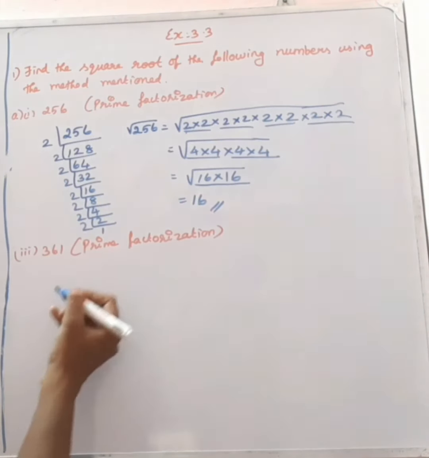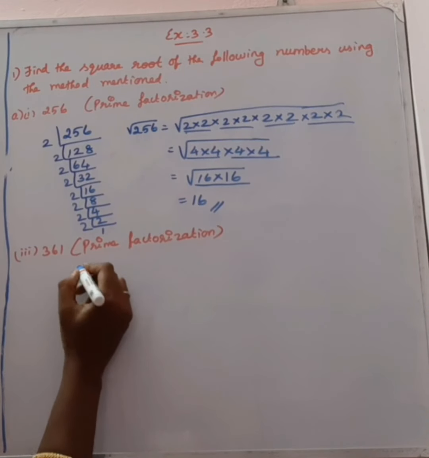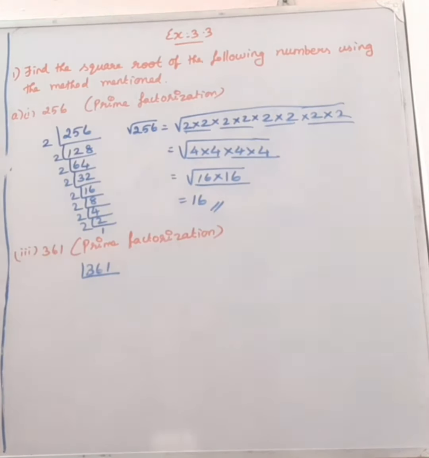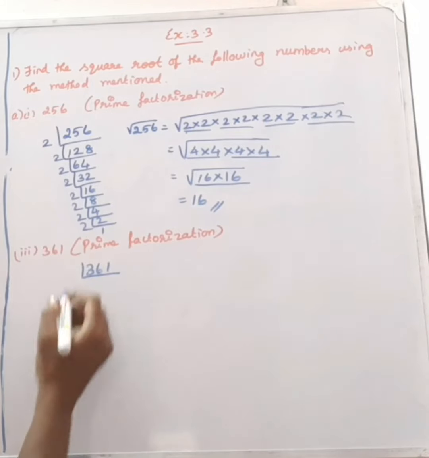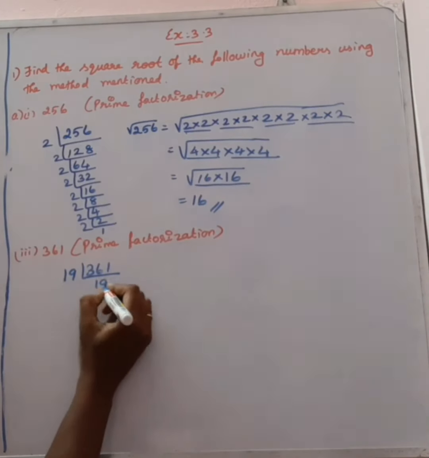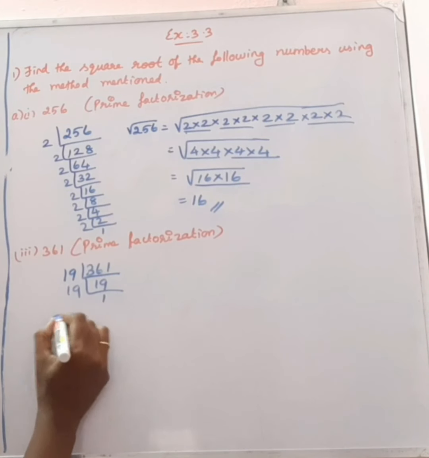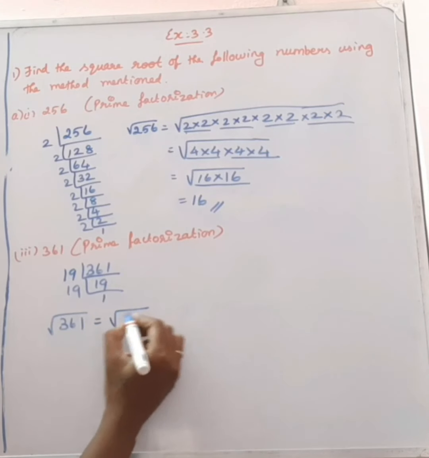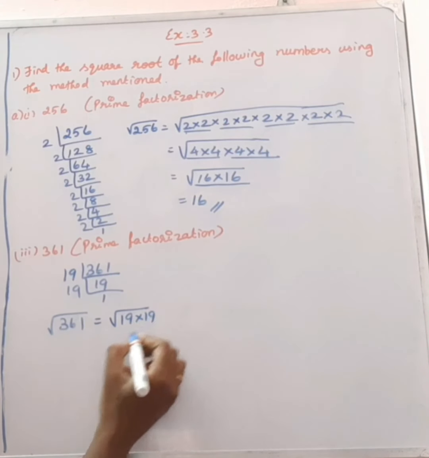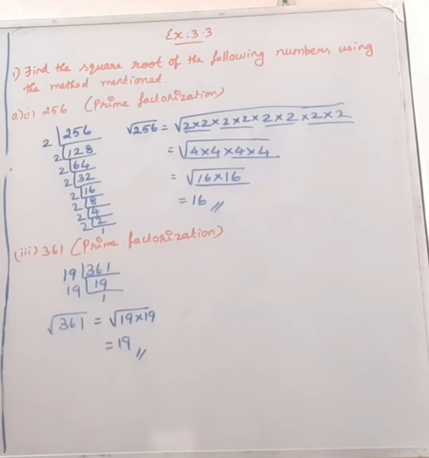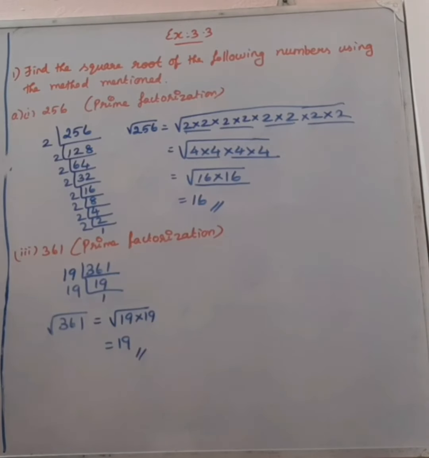Okay, same as the next sum. 361 divided by 19, 361 comes in which table? It only comes in the 19th table alone. So 19 table 19 times. So 19 table 1 time. So square root of 361 is equal to square root of 19 into 19, which is equal to 19. That is the answer for this sum. Okay. So let us see the next B sum.